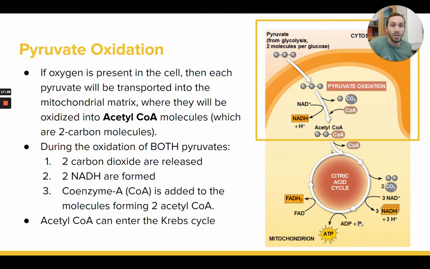In stage 3, we're going to enter the Krebs cycle, which is also called the citric acid cycle. This also takes place in the matrix of the mitochondria. Pyruvate oxidation is sometimes called the link reaction. We have to turn pyruvate into acetyl-CoA before we can enter the next step. It's a transitionary reaction that helps link glycolysis with the citric acid cycle, the Krebs cycle. But anyway, now we have the acetyl-CoA.